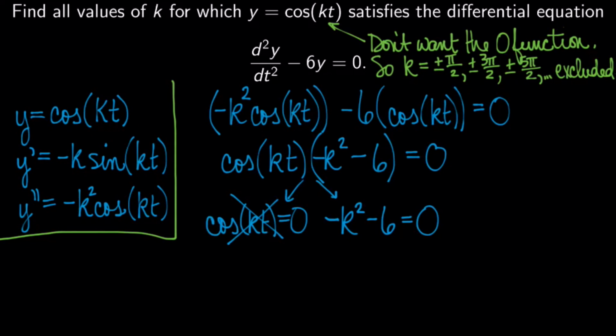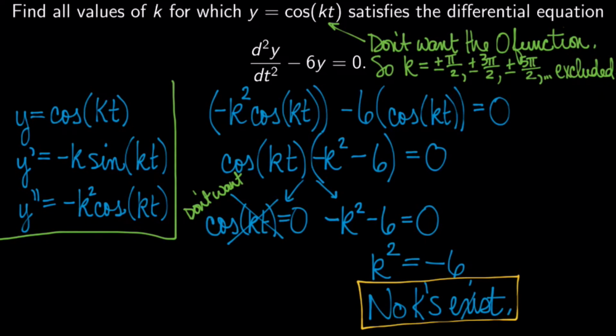Now on the right, you have negative k squared minus 6 is equal to 0. And you have k squared equals negative 6, well, that also results in no solutions. So, in fact, no k's exist at all.